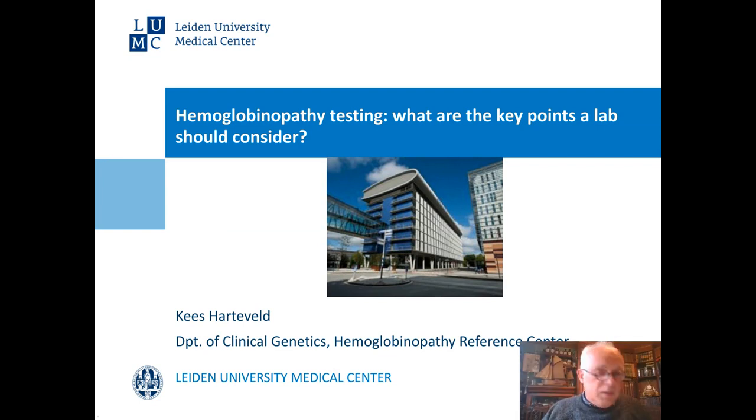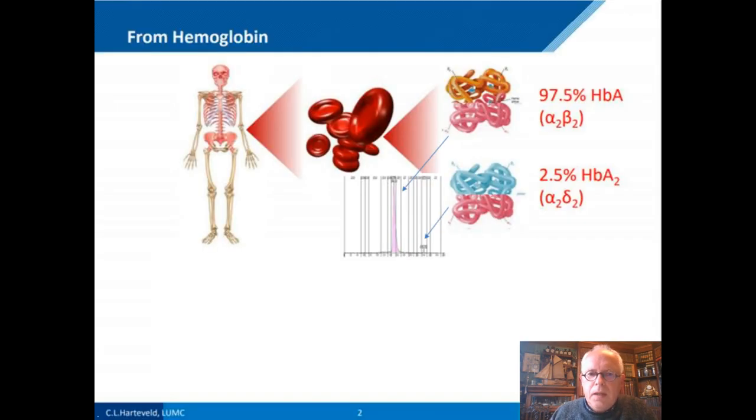Okay, thank you very much, Dr. Wagner, for your nice introduction. I'd like to tell you something about my daily work, so the hemoglobinopathy diagnostics. Hemoglobin is the most important protein for oxygen transport, and the red blood cells, the erythrocytes, are filled with hemoglobin, which is a tetrameric protein, and the majority is hemoglobin A, consisting of 2 alpha globin chains and 2 beta globin chains. They form a tetramer.